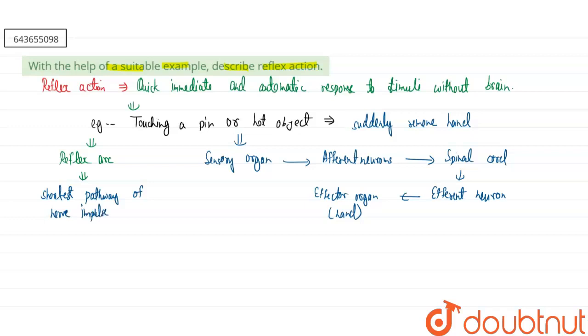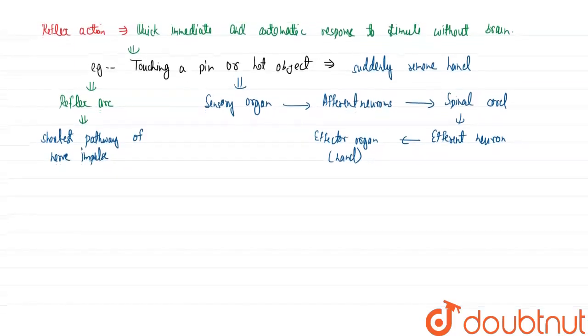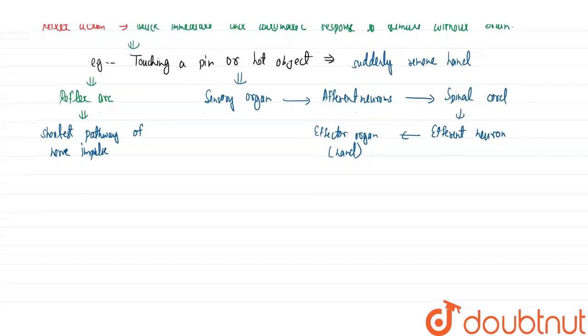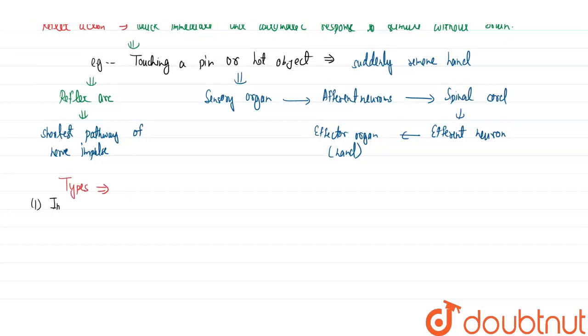If we talk about the types of reflex action, there are only two types. The first is inborn reflex action, and the second is acquired reflex action. Inborn means present from our birth. An example is the blinking and watering of the eye, which is an inborn reflex action.